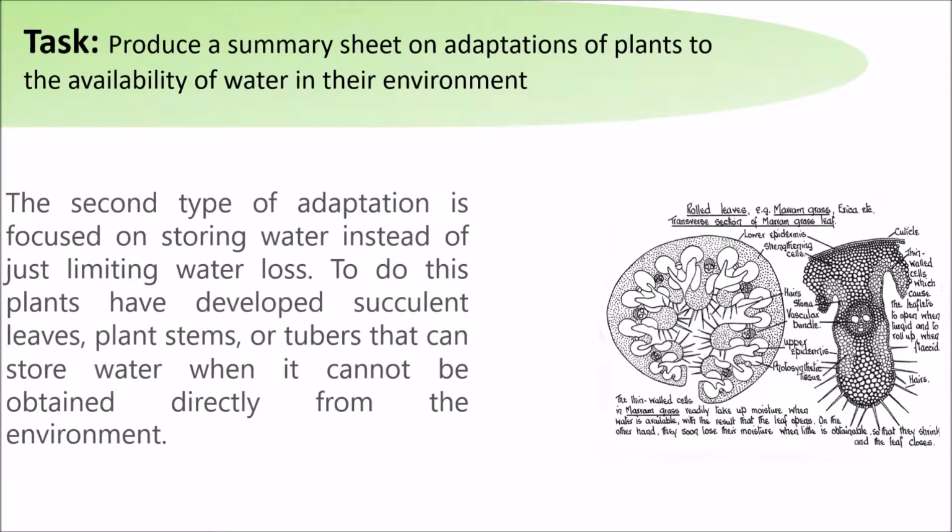The second type of adaptation is focused on storing water instead of just limiting water loss. To do this, plants have developed succulent leaves, plant stems or tubers that can store water when it cannot be obtained directly from the environment.